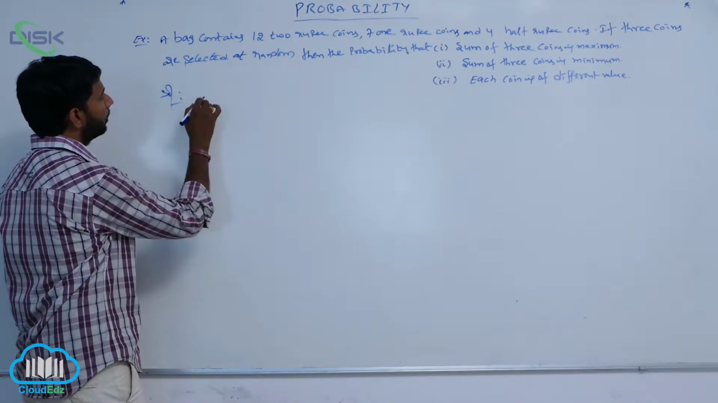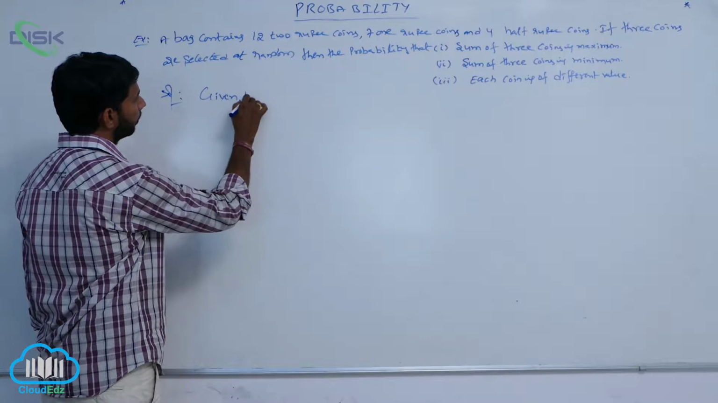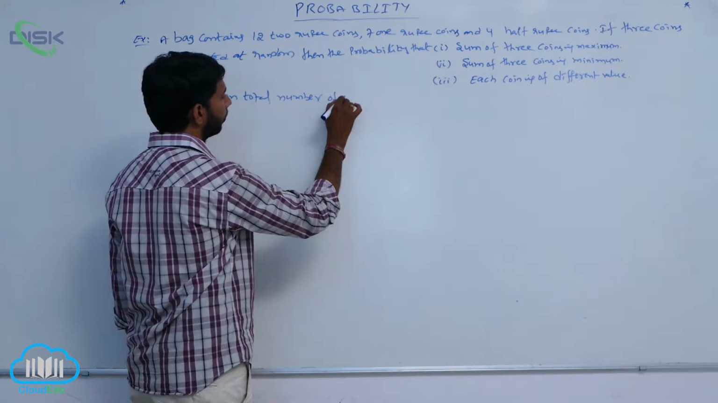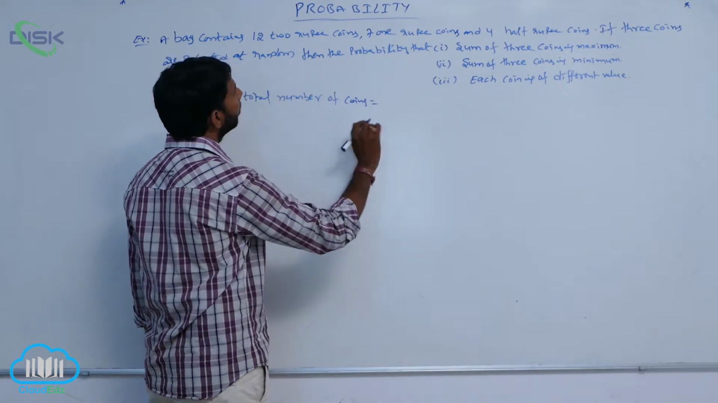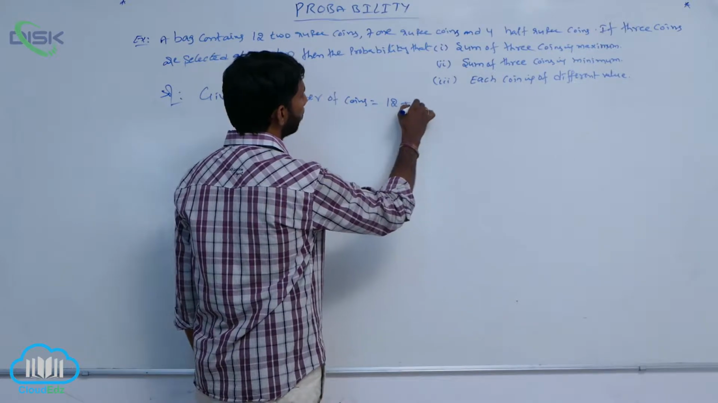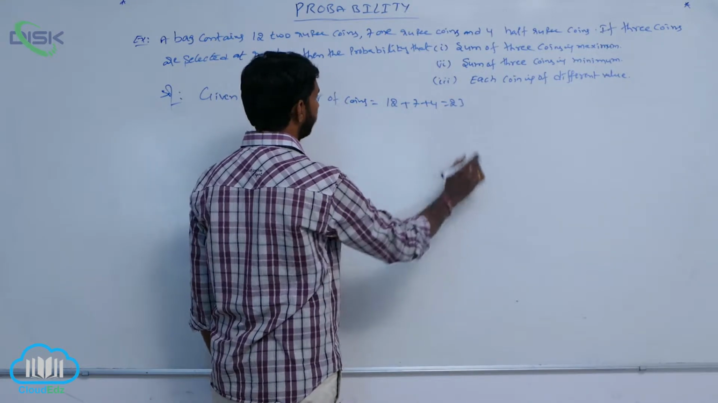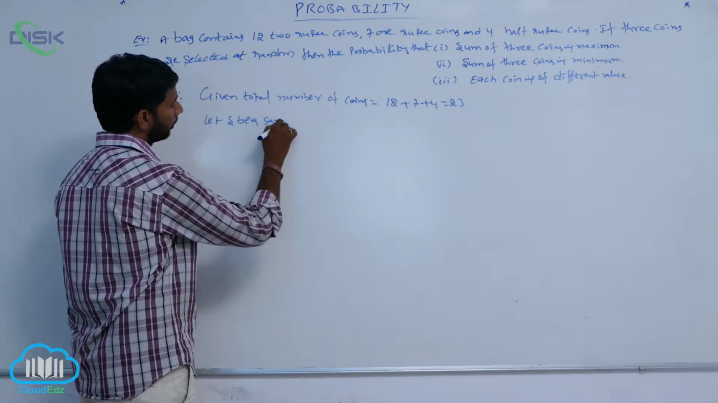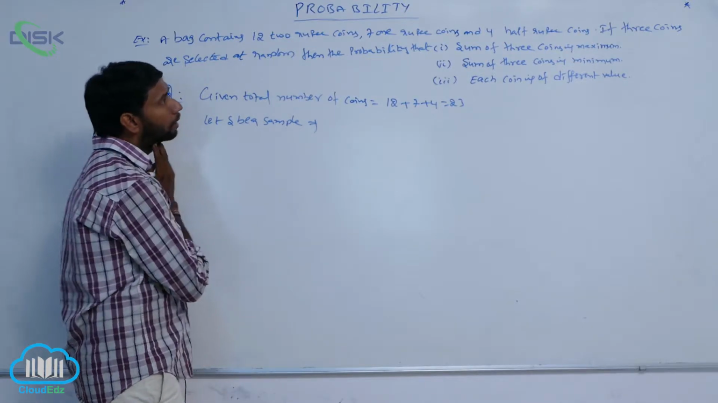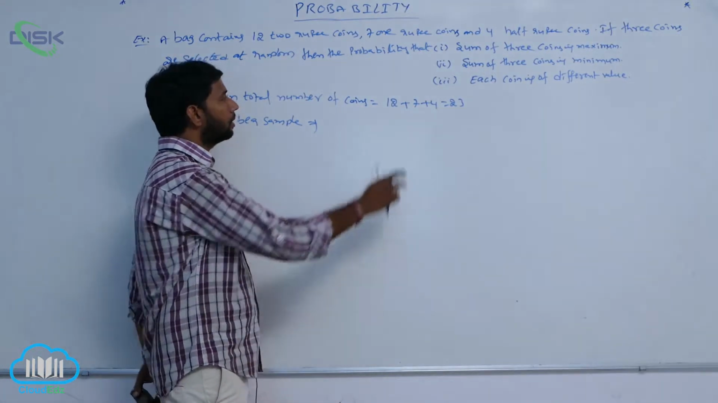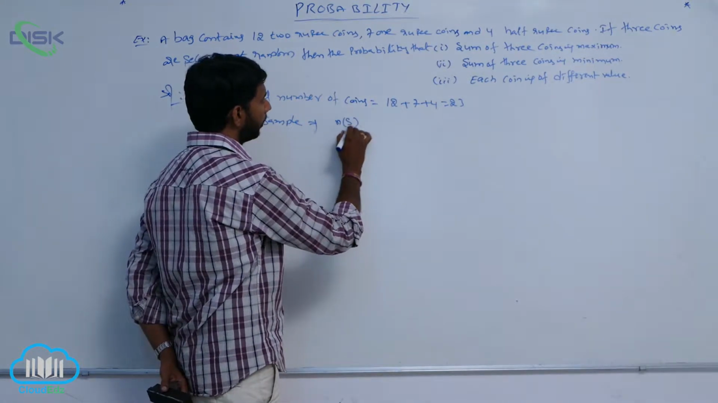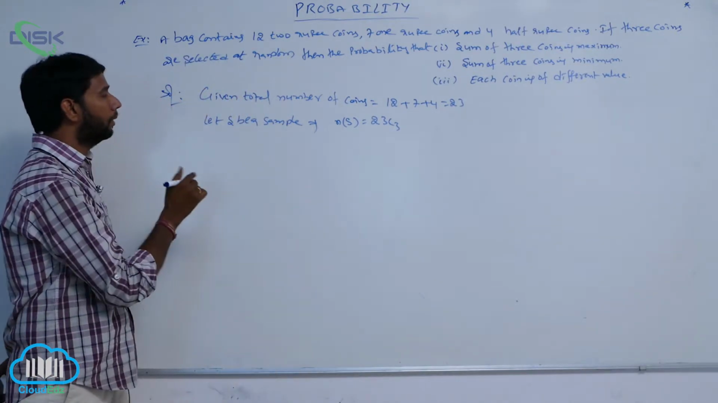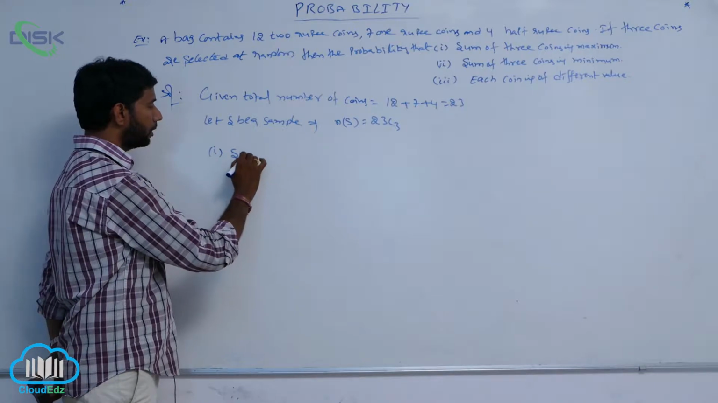Given the total number of coins is equal to 12 plus 7 plus 4, which is equal to 23. Let S be a sample space. Here, if 3 coins are selected out of 23, then n(S) is equal to 23C3.